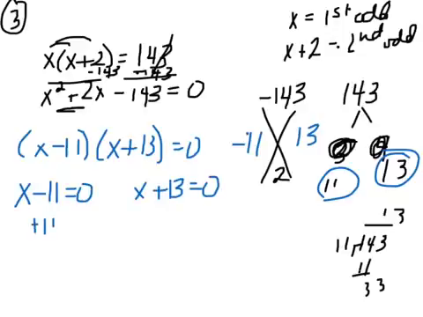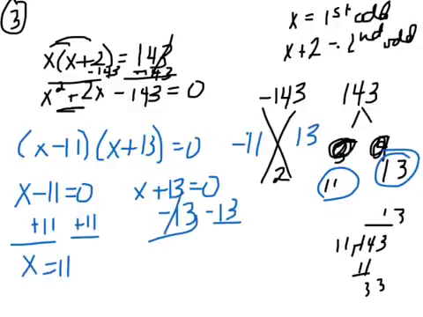Okay, so let's add 11 to both sides here. We get one answer: x is 11. And over here, if we subtract 13 from both sides, we get x equals negative 13. So now there's two answers.